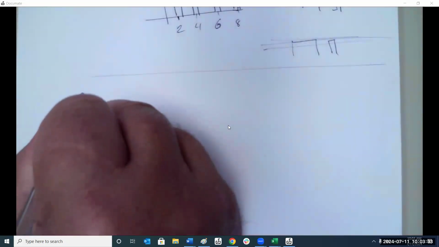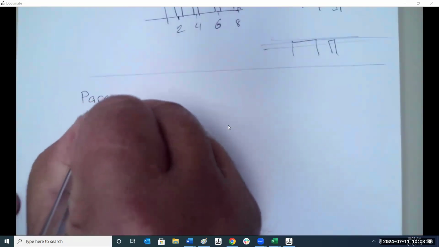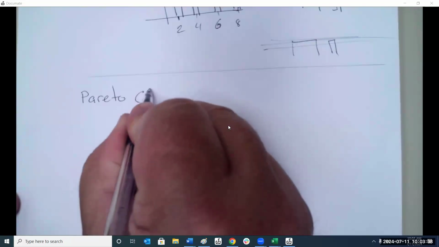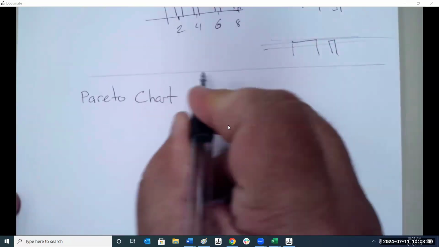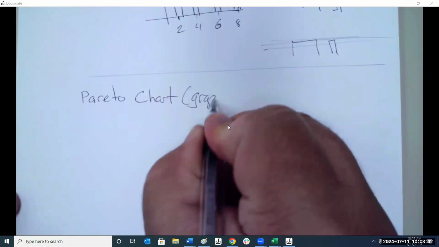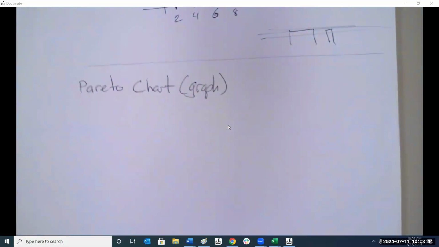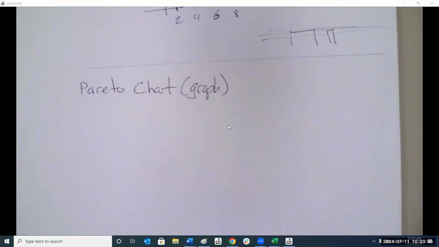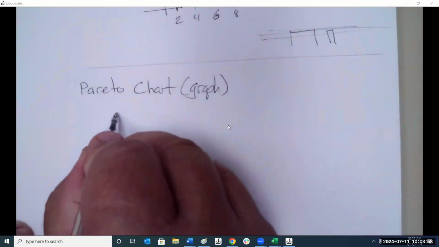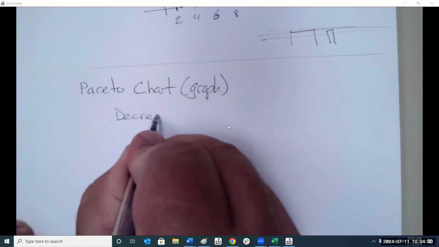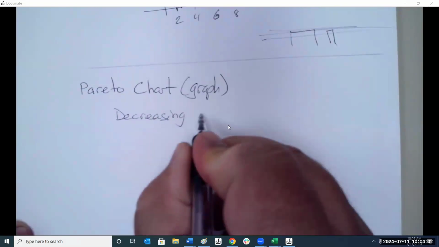The next one you probably have never seen before. It's a Pareto chart, or a Pareto graph, I should say. A Pareto graph takes the histogram or the bar chart, you do either way, and makes it in decreasing order.